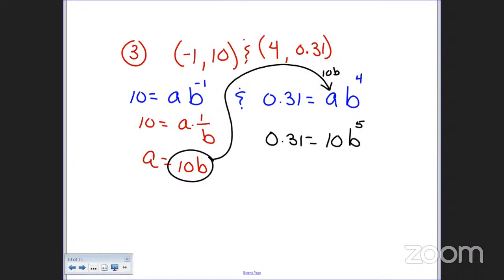Okay, so now what? Divide by 10. Dividing by 10 does what to the decimal point? Moves it 1 to the left. So I'm going to get 0.031 equals B to the 5th. Now, if you're doing this, you would raise to the 1/5 power or take the 5th root. They're the same thing. I have a feeling that they must have done that in their work. They got a decimal version of that. So let me go ahead and get my calculator out. I think I took it home with me over the weekend. I did. There it is.